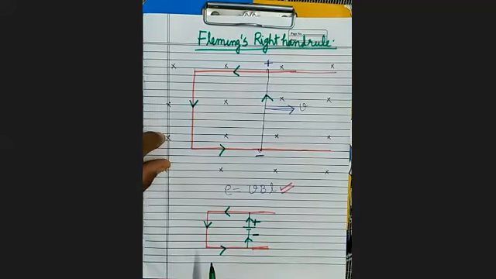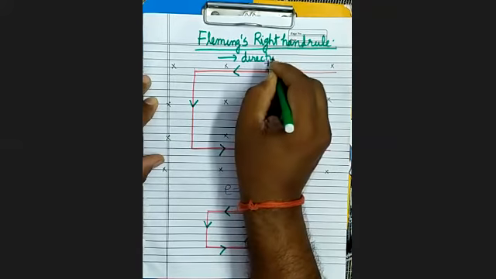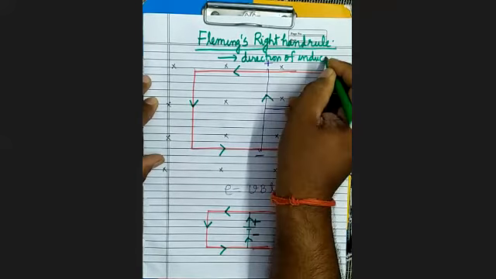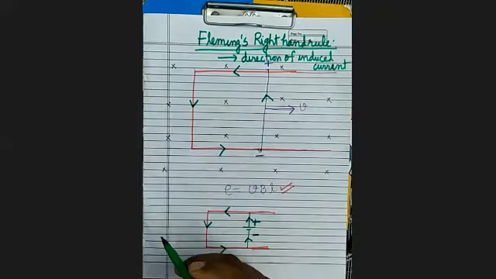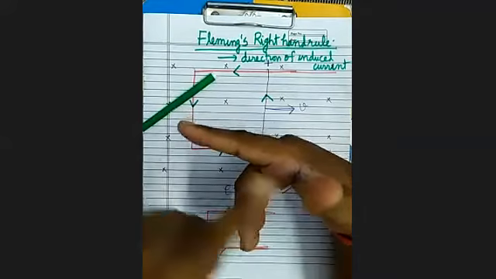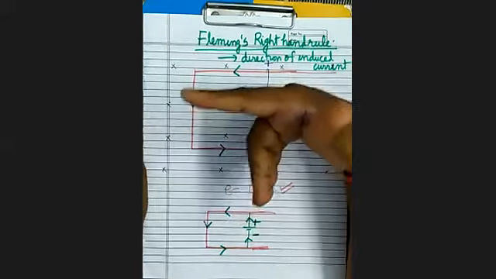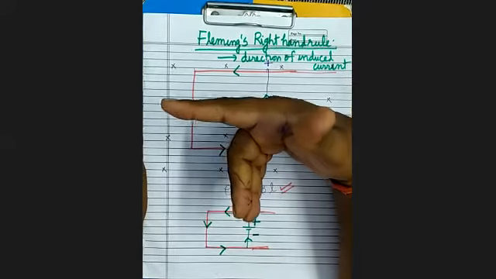जबकि Fleming's का right hand rule क्या है? It is used for determining the direction of induced current. And what is Fleming's right hand rule? We will stretch the thumb, forefinger and middle finger of the right hand. ये तीनों right hand की, left hand की नहीं. We will stretch in this way.